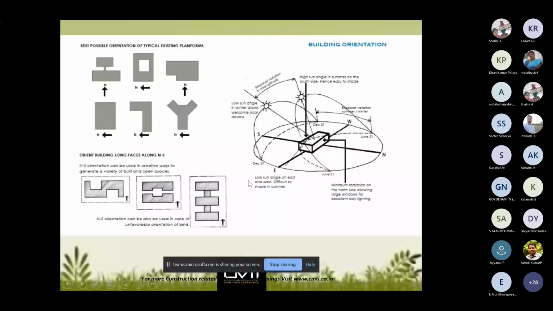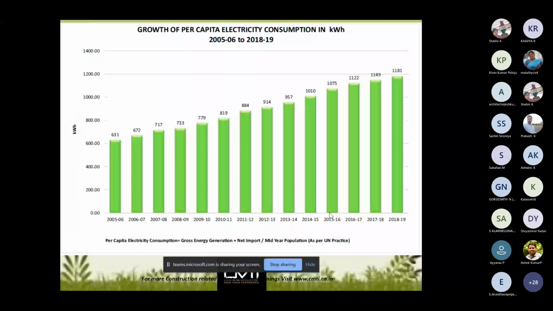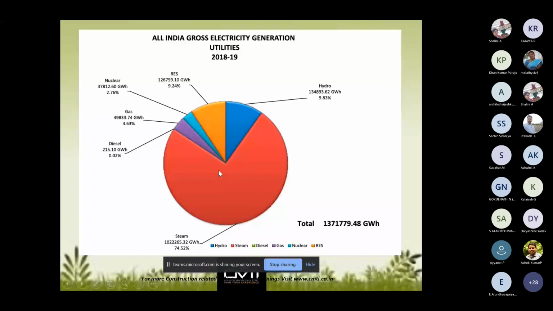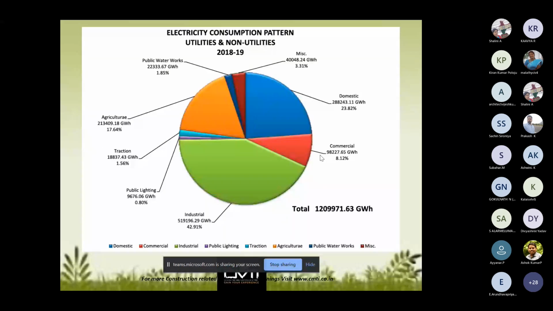See, the consumption of electricity is day by day increasing because of our gadgets and so many appliances that we are using. And per capita consumption keeps on increasing day by day. And most of the power comes from, you can see here, I already told, thermal steam generation only. 75% of the power is generated with steam only. And residential usage is nearly 24%, 17% is used for agriculture, and industry usage is around 42 percent.